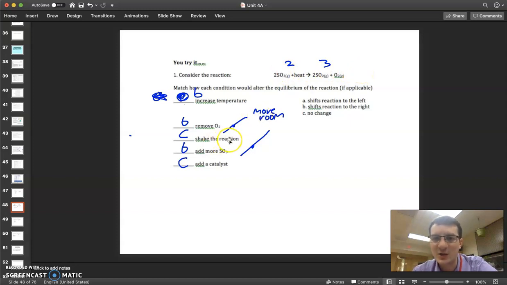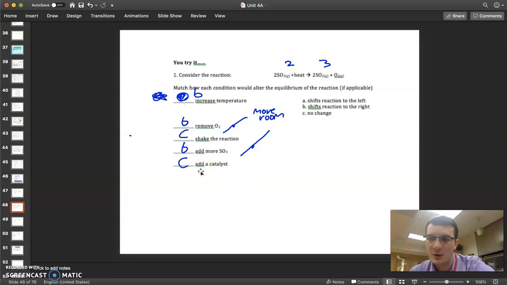If you shake the reaction, nothing's going to happen. If you add more SO3, you're going to push this down with more reactants. So we need to push that more to the right to even it out. And then again, adding a catalyst doesn't do anything.